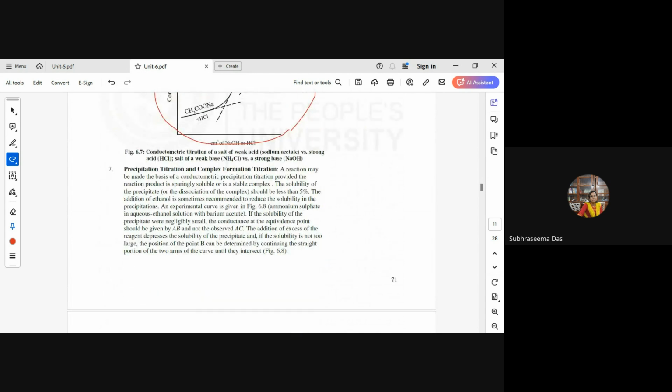Conductometric titrations have also been used in precipitation and complex formation titrations. A reaction used for conductometric precipitation titration must give a reaction product that is stable, a stable complex in nature. The solubility of the precipitate should be less than 5%. The addition of ethanol is sometimes recommended so as to reduce the solubility of the precipitate.